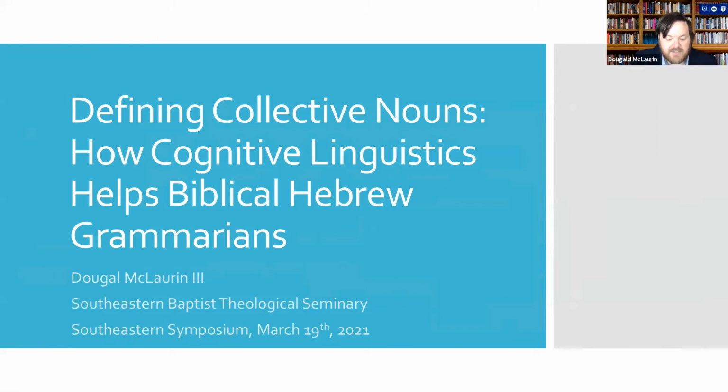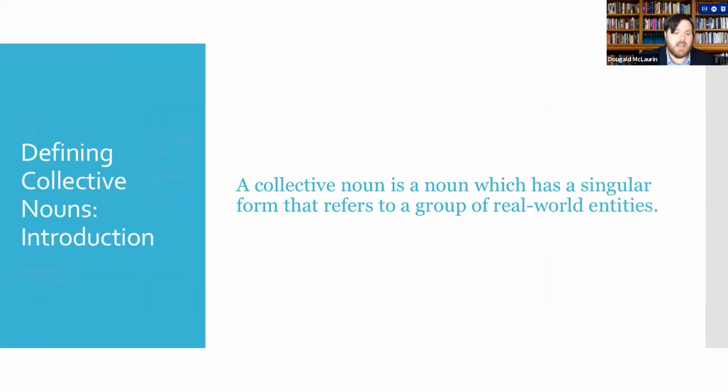Defining collective nouns: how cognitive linguistics can help Hebrew grammarians. All Hebrew grammars have something to say about collective nouns, and yet collective nouns remain a mystery to biblical scholars. The litany of definitions from Hebrew grammars will not be covered in this presentation. In general, however, definitions may be summarized along these lines. A collective noun is a noun which has a singular form that refers to a group of real-world entities.